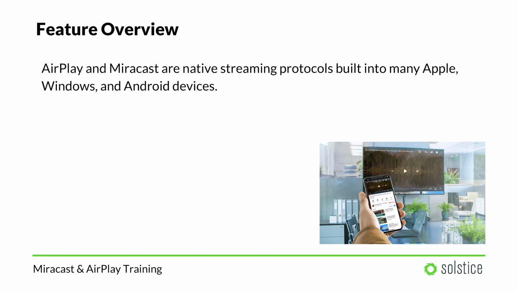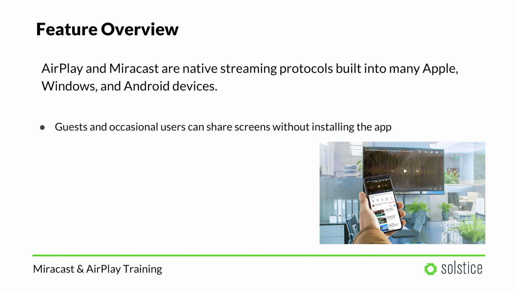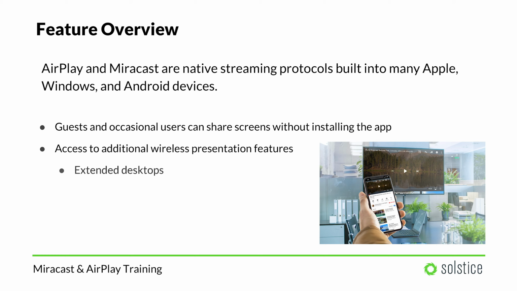While the Solstice app provides the most performant and capable method of sharing content to the Solstice display, support for AirPlay and Miracast allows guests and occasional users to share their screens without needing to install the Solstice app. AirPlay and Miracast also provide access to additional wireless presentation features like extended desktop and confidence monitors.